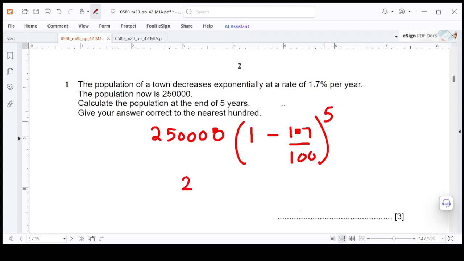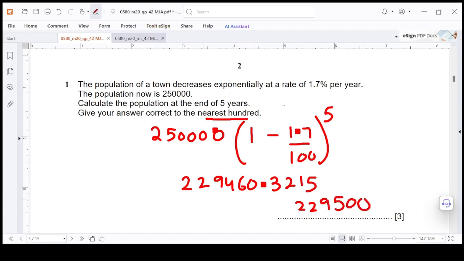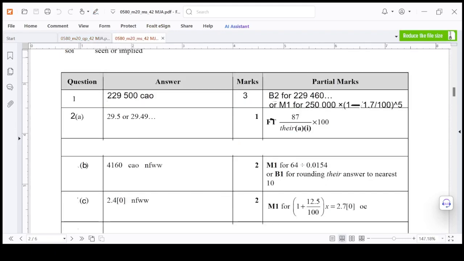You will get 229,460.3215. It says give your answer correct to the nearest 100. So that's going to be 229,500. That's going to be the final answer. Let's check. And it is correct.